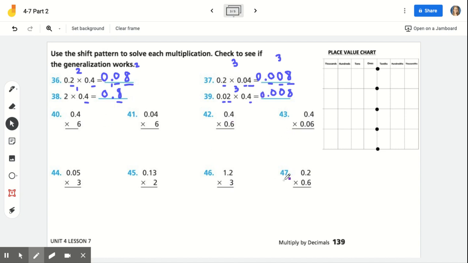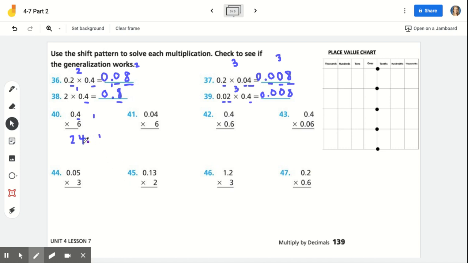Okay, numbers 40 through 47, they're set up a little bit differently, but we're going to follow the same procedure over here. 4 tenths times 6. Again, underline the decimal places in our factors. There's 1 over here. There's 1 for 4 tenths times 6. We're going to multiply and ignore that decimal. So 4 times 6 is 24. There's 1 decimal place in our factors. There needs to be 1 decimal place in our product.